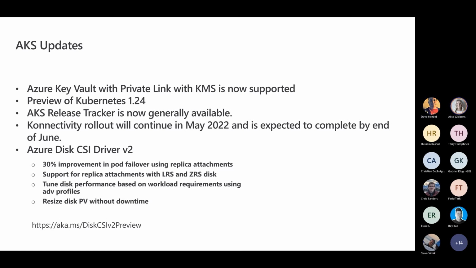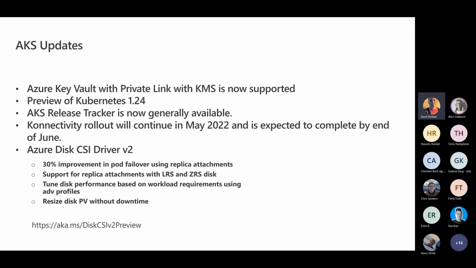So for the AKS updates, the Azure Key Vault with private link with KMS is now supported. The support for KMS came out, I believe, in preview at Build, but now it will also support connecting to Azure Key Vault through private link. Preview of Kubernetes 1.24 also came out. There's also an AKS release tracker now. We'll put a link in the chat to that release tracker.